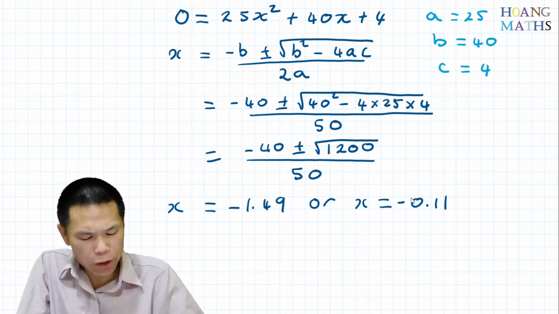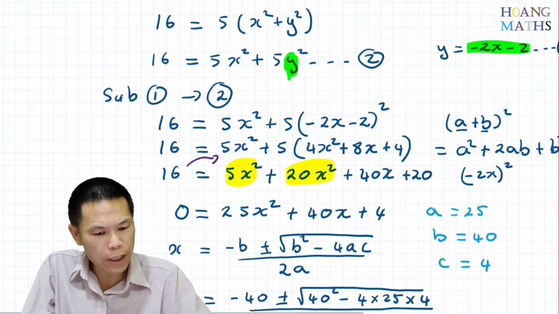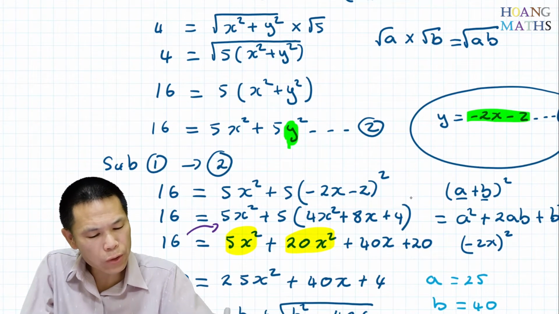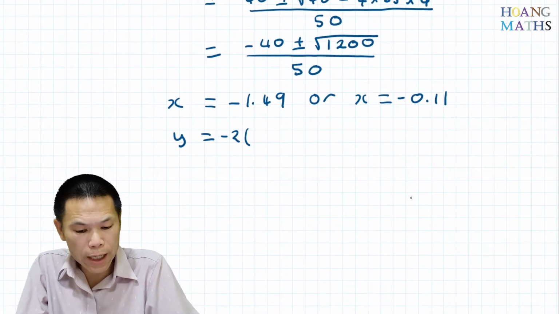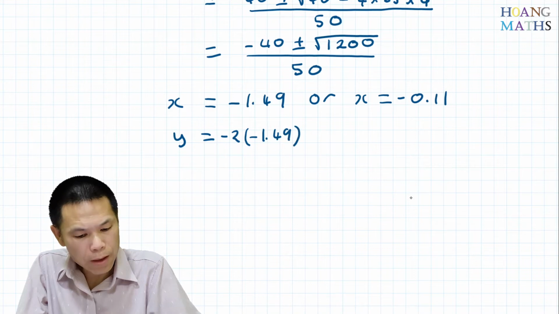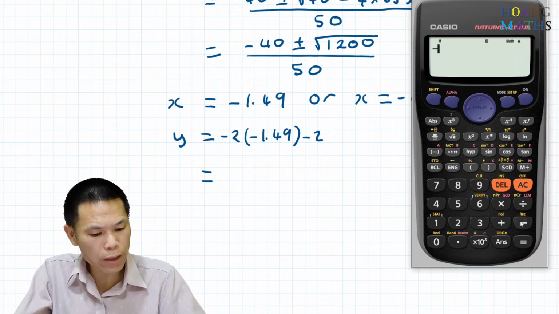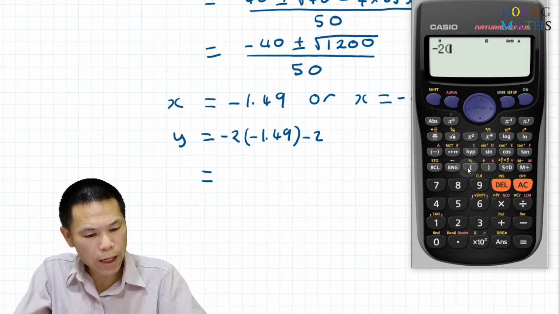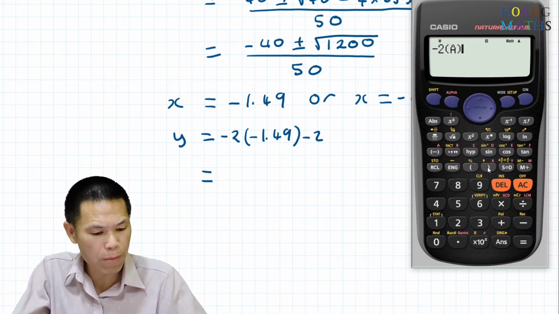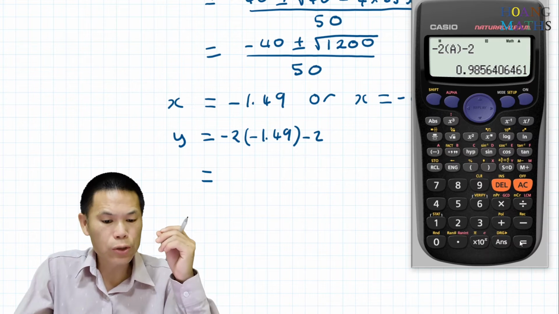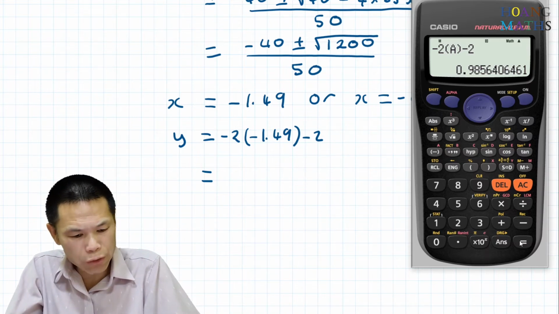So when x is equal to negative 1.49, y must equal, so this is the equation here. So y is equal to negative 2x minus 2. So that will give me negative 2 bracket negative 1.49 minus 2. So let me just put that on a calculator. So I just go negative 2 bracket A, because I stored negative 1.49 into memory A. Okay, remember that, minus 2. So 0.99, just write it to 2 decimal places will do, okay? So 0.99.